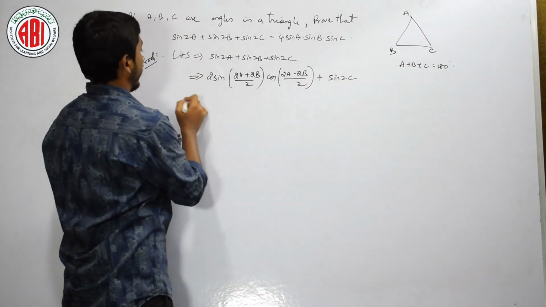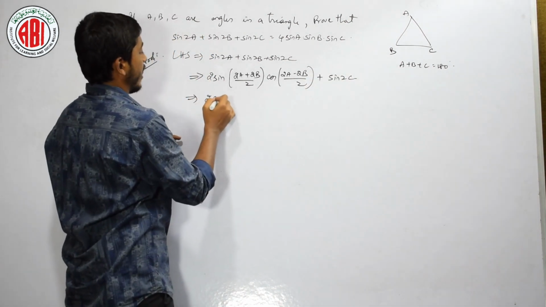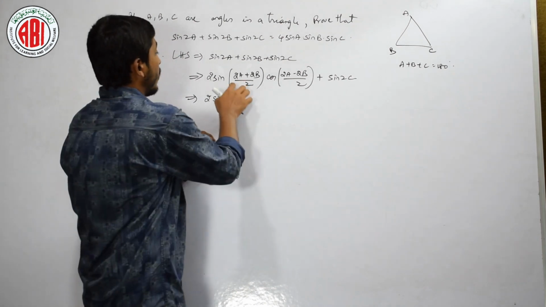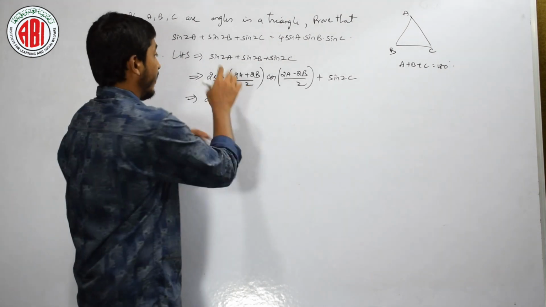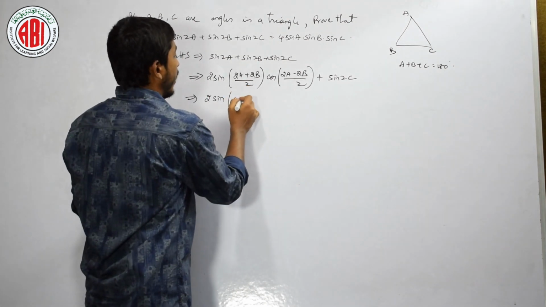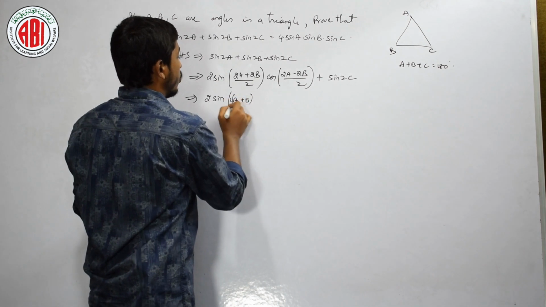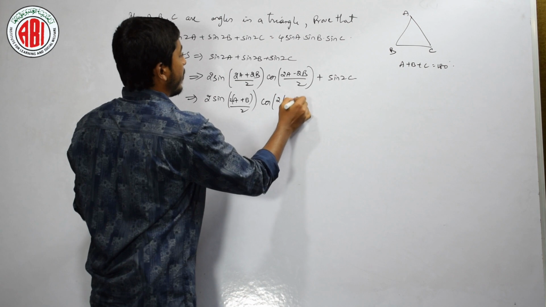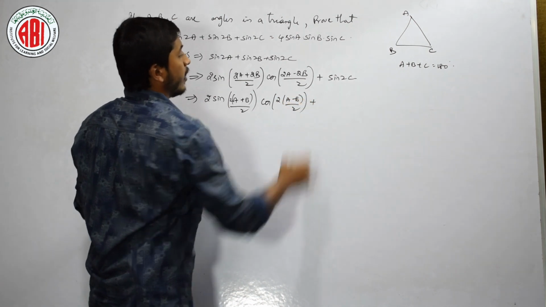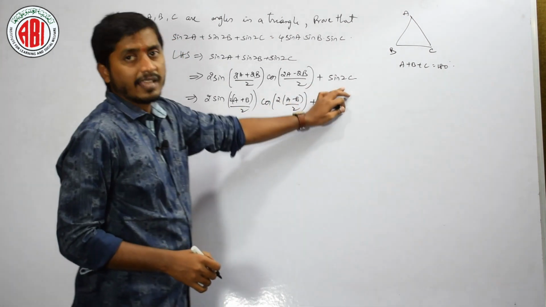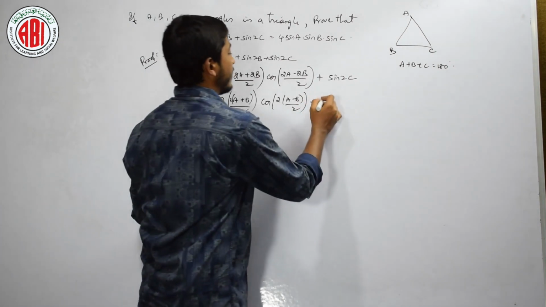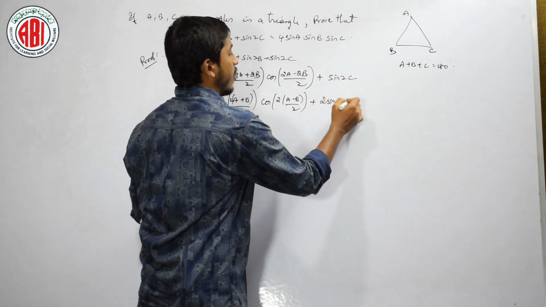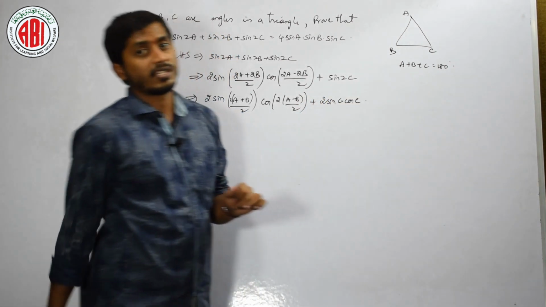Now let us check what it will become. 2 sin, again (2A plus 2B) by 2, that is nothing but, if we take 2 common, it will be (A plus B) into 2 divided by 2. Here cos, if I take 2 common, it will be (A minus B) by 2, right. Now let us write the sin 2C as 2 sin C cos C, shall we?